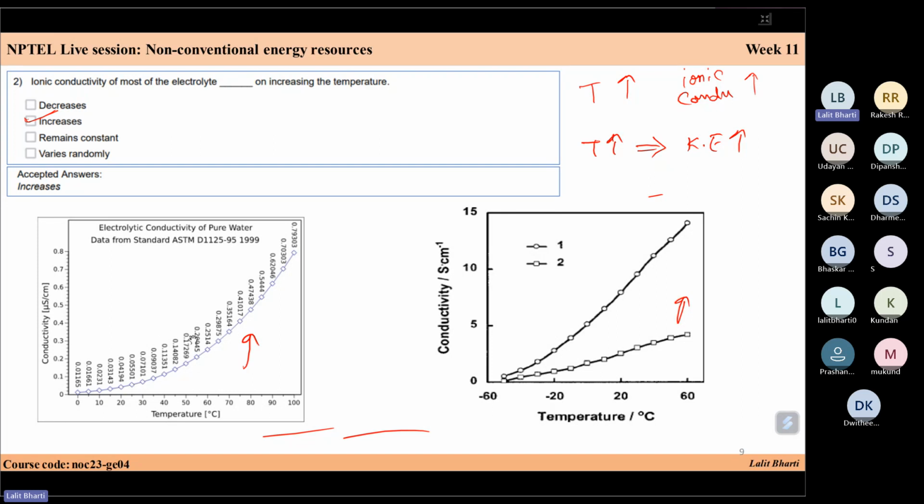So this is also some research data from where you can understand. If you have temperature on the x-axis and conductivities on the y-axis, your conductivities are increasing linearly with the increase in temperature. Similarly here. So for this question, option 2 is correct. The ionic conductivity of most electrolytes increases on increasing the temperature.